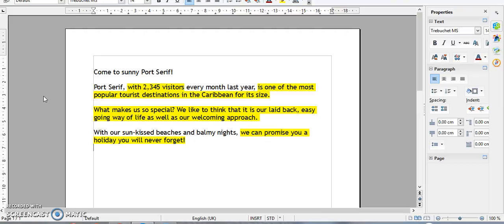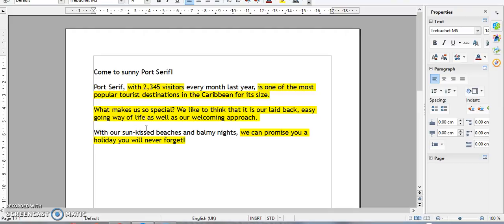So to start with, I've just got here a short extract that I typed up from a fictional island somewhere in the Caribbean, part of a tourist brochure. So immediately this, with 2,345 visitors, we should be able to identify that straight away. That is a fact. That is something you can count. Is one of the most popular tourist destinations in the Caribbean for its size? We're in slightly dodgier territory here because you could argue, well, what makes one of the most popular tourist destinations? Does it have to be in the top 10%, the top 50%? Yeah, we can sort of broadly say that might well be a fact.